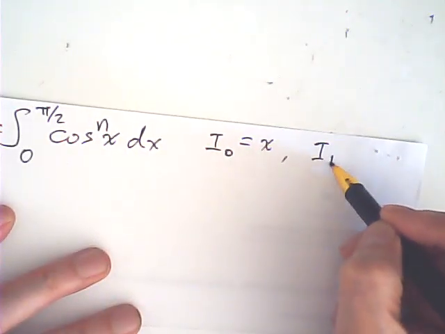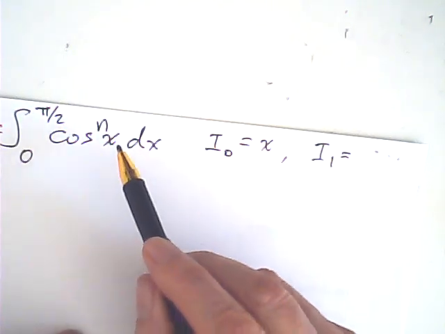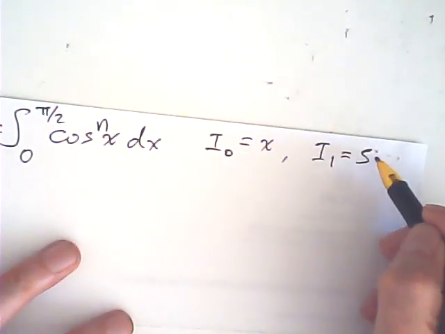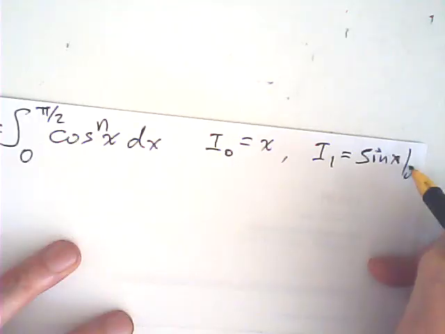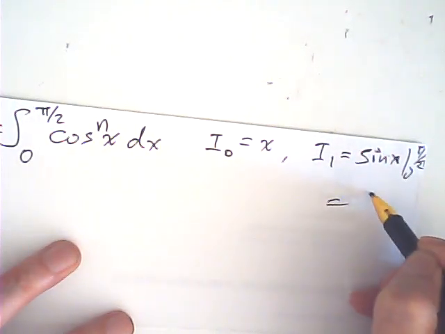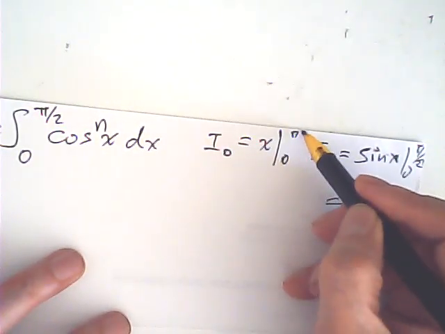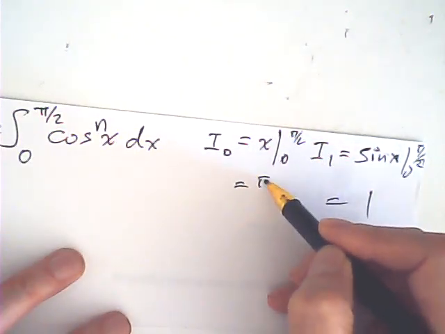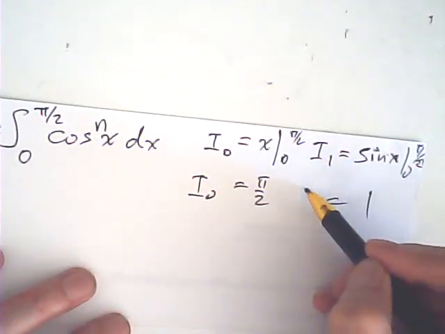I1 will be the integral of cosine, which is sine, from 0 to half pi. I forgot the boundary. So this one is equal to 1, right? This is from 0 to half pi. So I0 equals half pi. Okay, this is I0. This is I1.